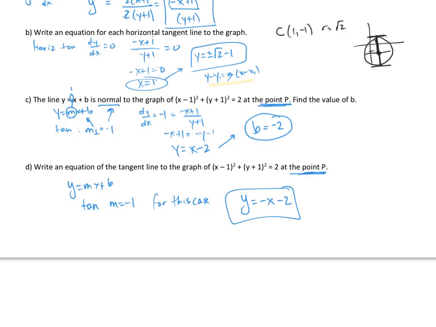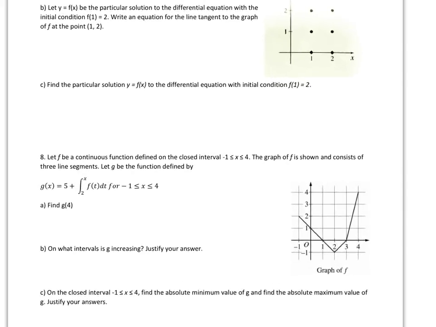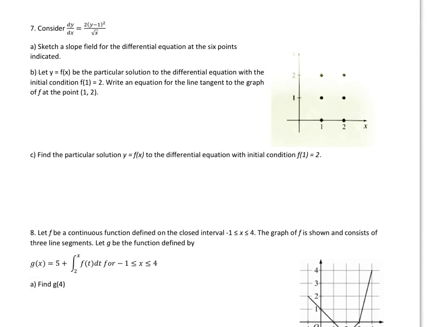Okay, moving on to the next problem. Let's go ahead and enlarge this a little bit so we can take a look at what's going on here. Okay, it says consider that differential equation, sketch a slope field at the 6 points indicated. So here's the 1, 2, 3, 4, 5, 6 points. These are those 6 points that they have indicated right here. 1, 2, 3, 4, 5, 6. Okay, so we're going to sketch a slope field for this. So let's go ahead and take a look at what we have.